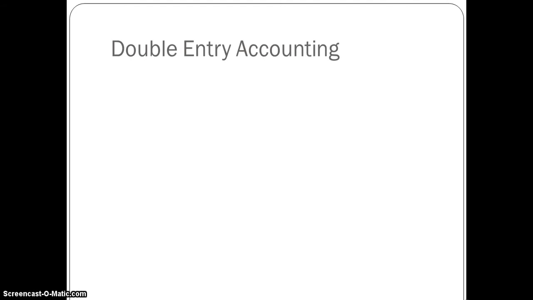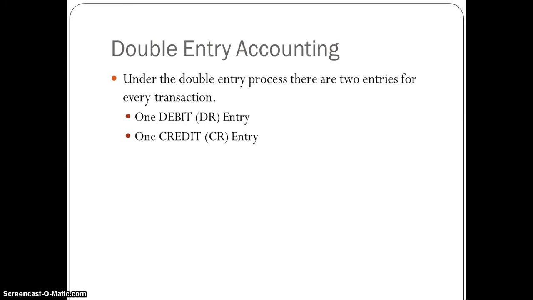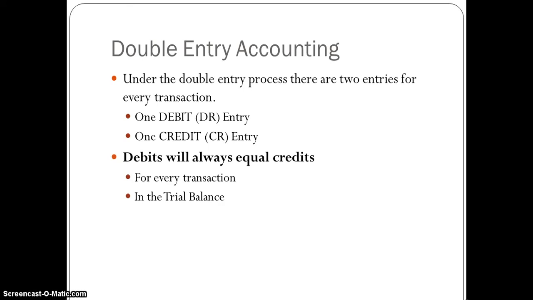So let's firstly have a quick summary of double entry accounting. Every financial transaction in a business is going to have one debit entry and one credit entry. And to keep our accounting equation balanced and our books balanced, the debits will always equal the credits. That's for every single transaction that you record, and then also in the trial balance.